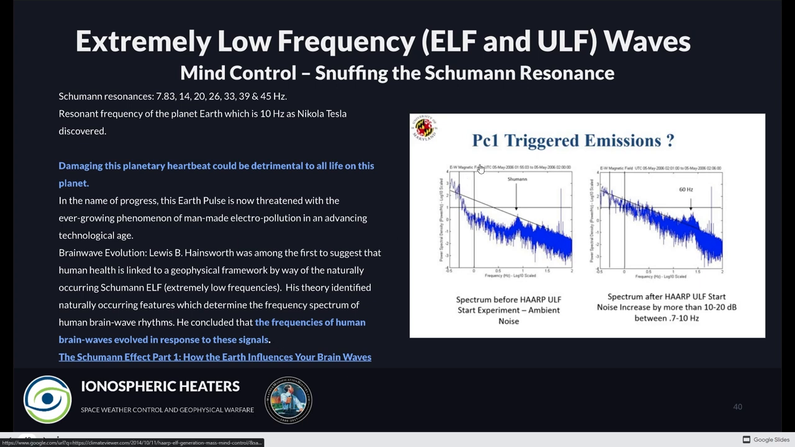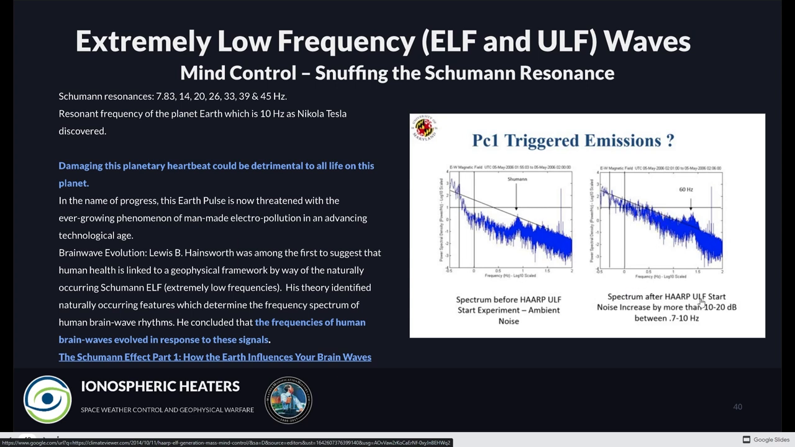But over here, what do we see? Spectrum before HAARP ULF start experiment, ambient noise. And this is a chart showing everything from 0 here to 0.5, 1, 1.5, 2 hertz. And it shows the Schumann resonance right here. And then over here, it shows a 60 hertz spike. And the Schumann resonance, which was spiked right here, is now gone. It is replaced with noise.